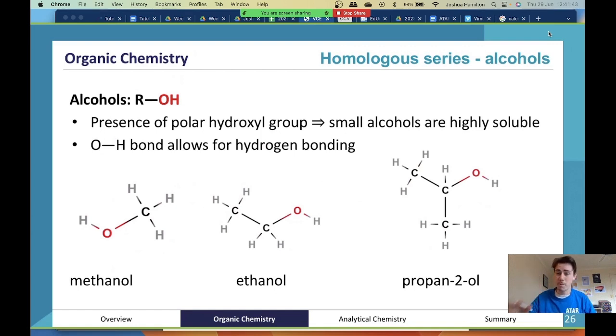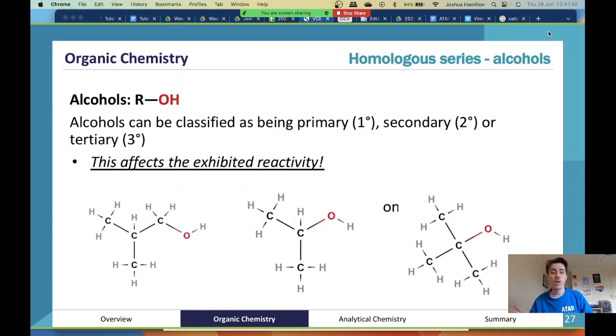And then you have propan-2-ol. So propan-2-ol here is just another version of an alcohol. Now, alcohols have OHs. The really cool thing about alcohols is you also have this thing called primary, secondary, and tertiary. What does that mean? For primary alcohols, the carbon that the alcohol is connected to only has one carbon coming off it. So this carbon here only has one carbon coming off it. This carbon here, which has the alcohol on it, has 2 carbons coming off it. And this carbon has 3 coming off it.